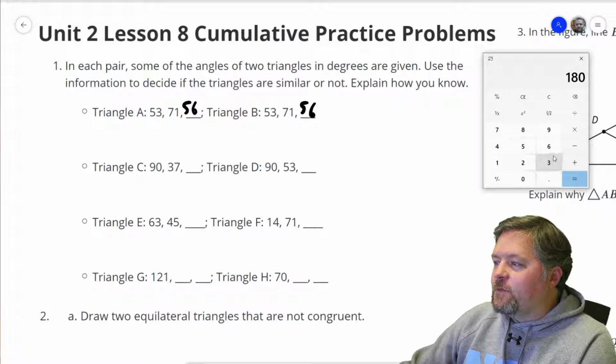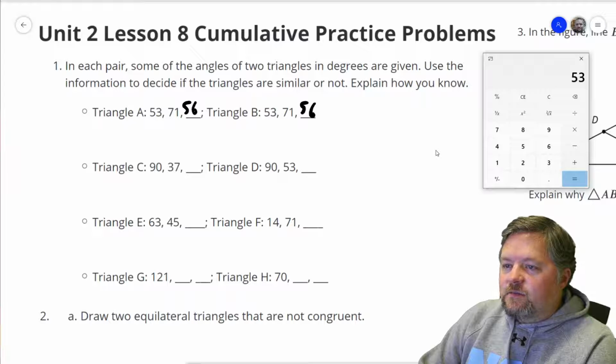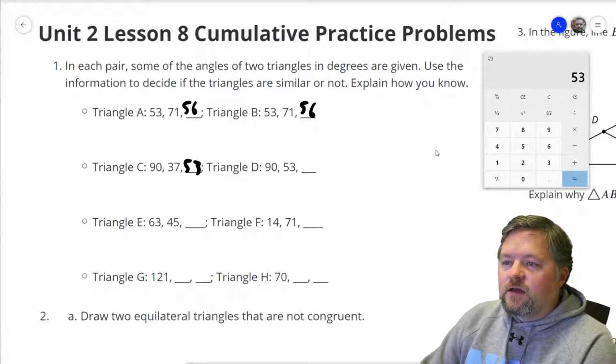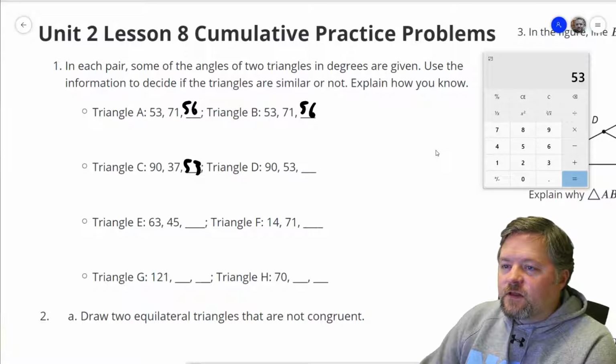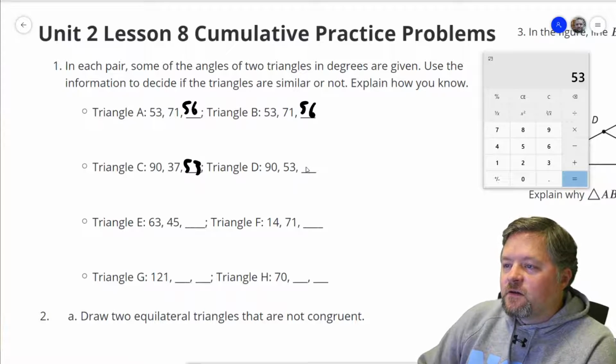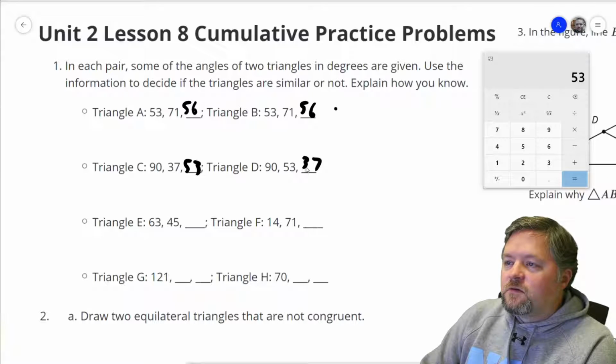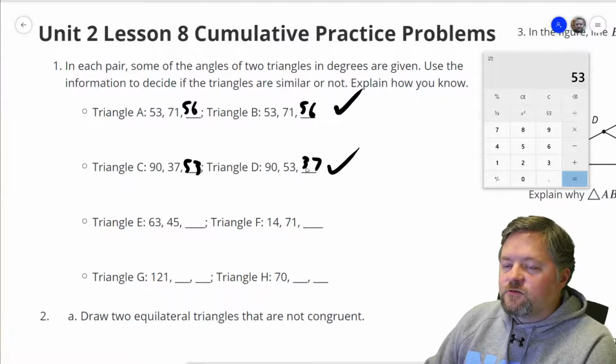Well, they have to add up to 180. So if I take away that 90, that leaves us with 90 more. Subtract 37. Ooh, that last angle has to be 53. On this triangle here, we have a 90 and a 53. And if we look at this first one, we know that if we have a 90 and a 53, the other angle has to be 37. So this one must have a 37 degree other angle. So those two triangles are similar.